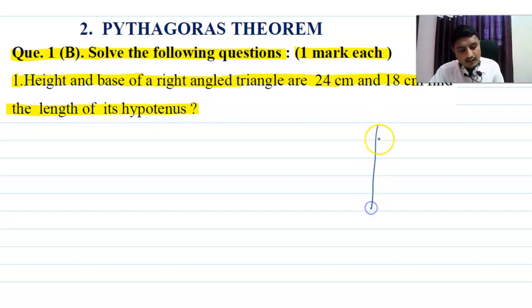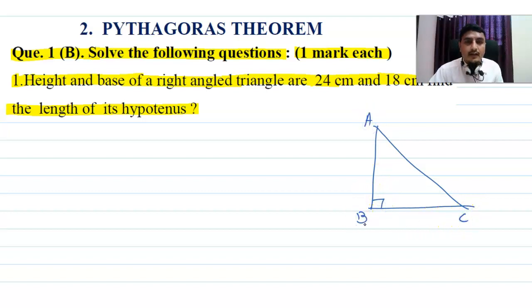So let's draw the right angle triangle first. We assume triangle ABC, which is right angled at B. We have been given the height, which under our assumption is AB, 24 cm, and the base BC, 18 cm. The hypotenuse of the given right angle triangle, which is the longest side, or the side opposite to the 90 degree angle, that is AC, we have to evaluate.